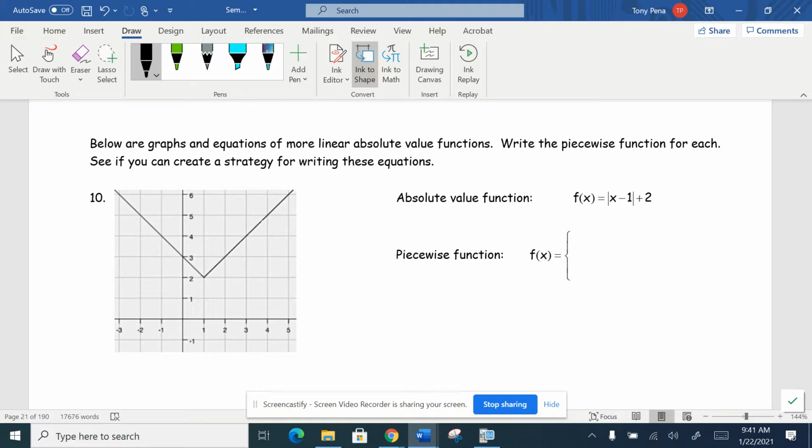Okay? So here's our absolute value function. Let's write our piecewise function and see if we can recognize the pattern here. We definitely need the slope of this line over here. So I'm going down 1, right 1, down 1, right 1, down 1, right 1, down 1, right 1. So over here, my slope is a -1. Over here, I'm going to go up 1, right 1, up 1, right 1, up 1, right 1. This slope is a +1.